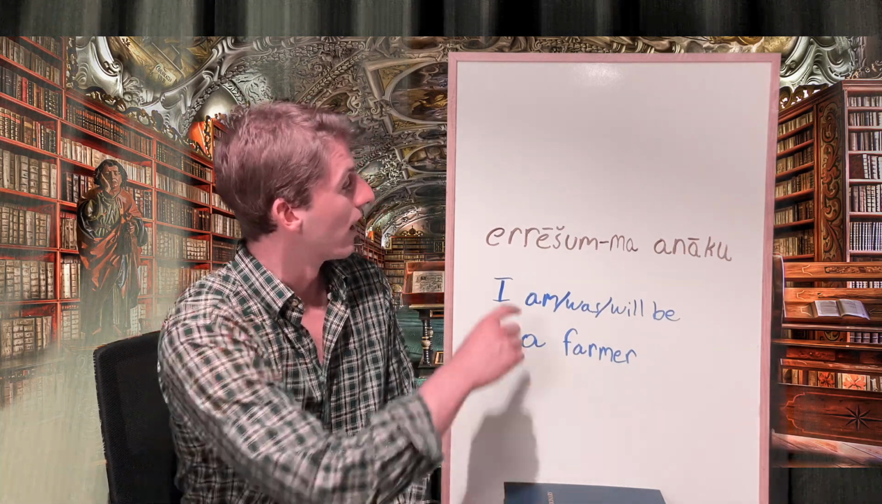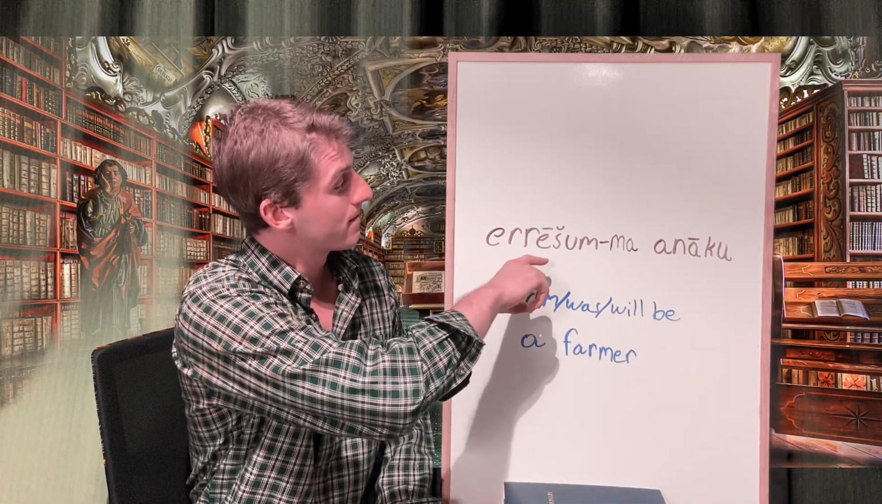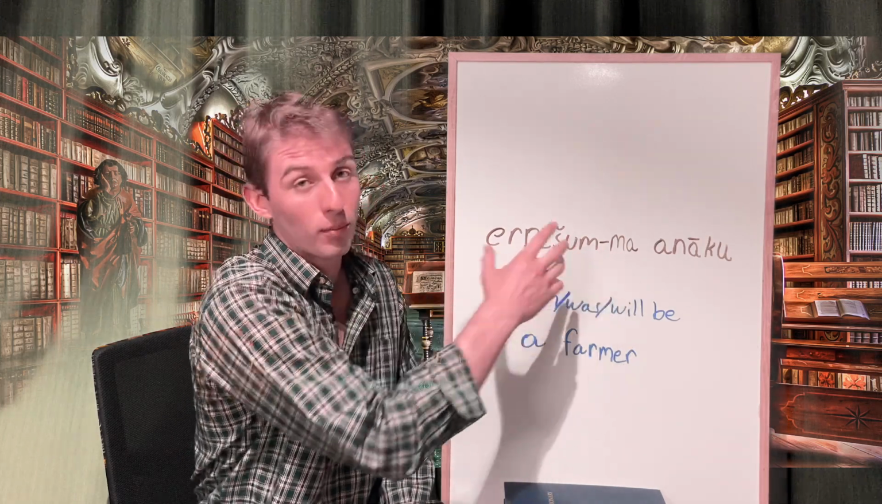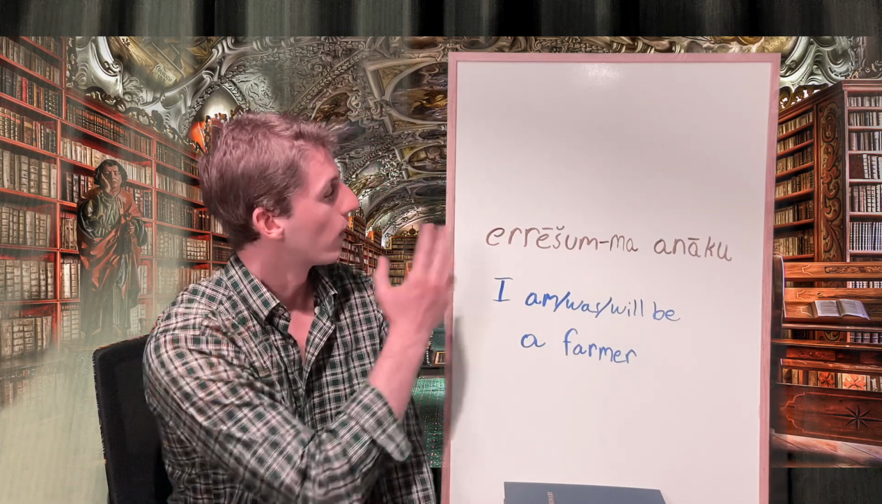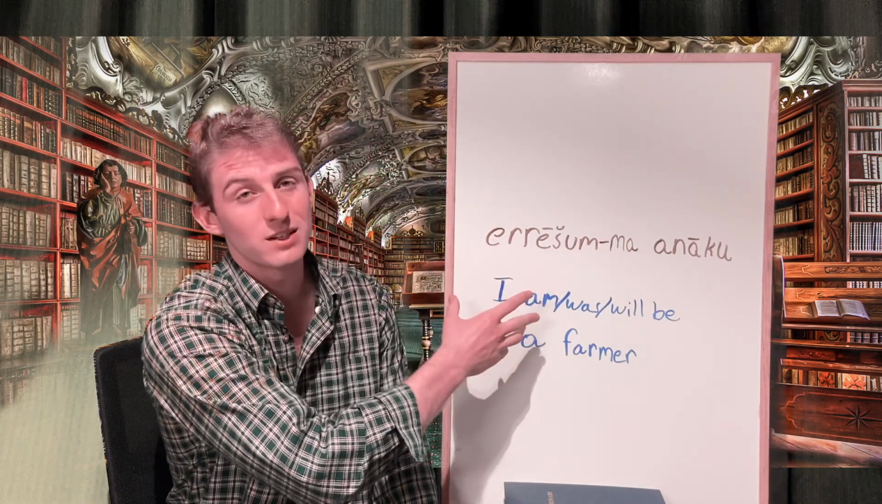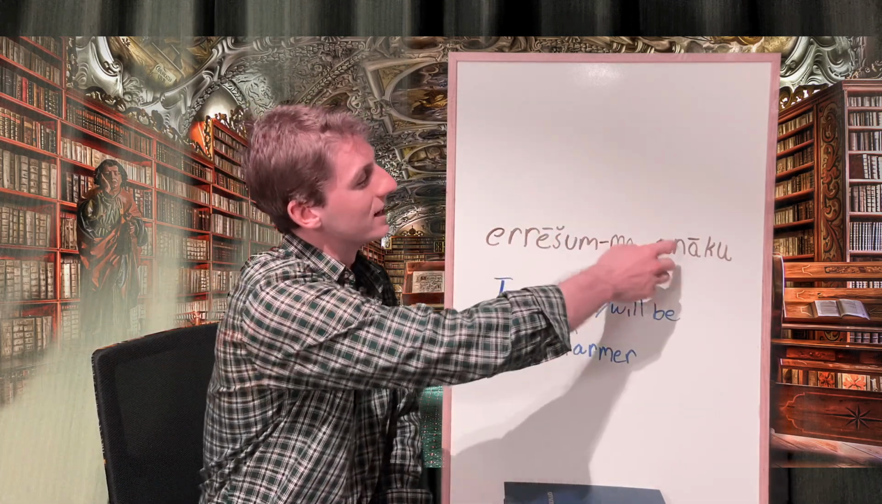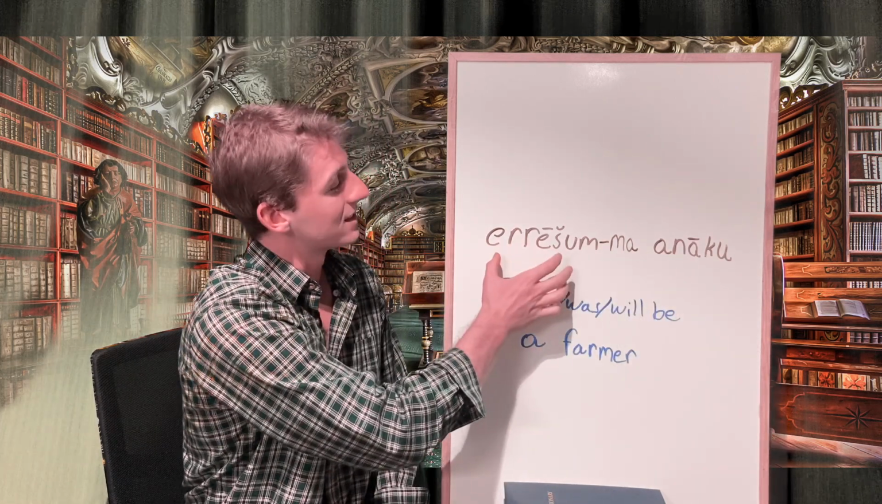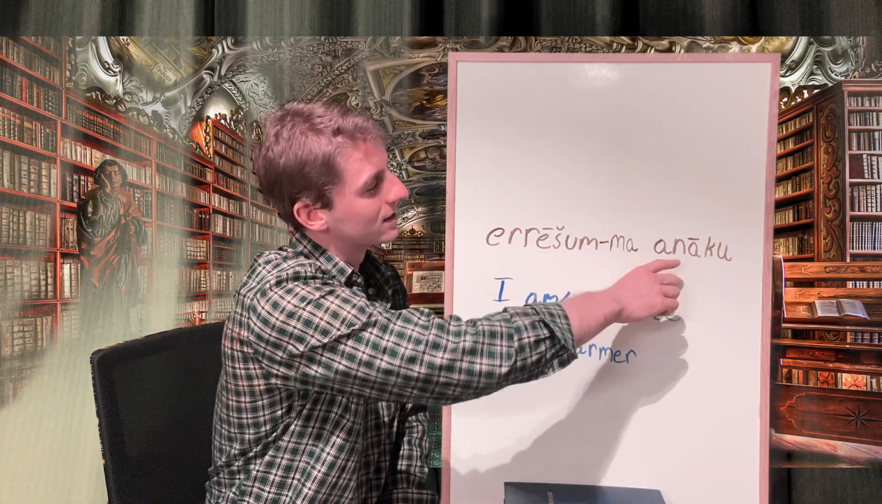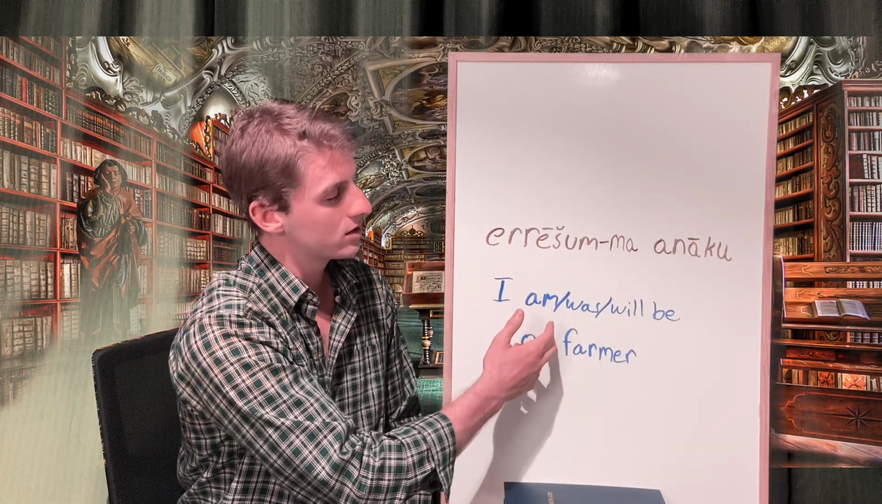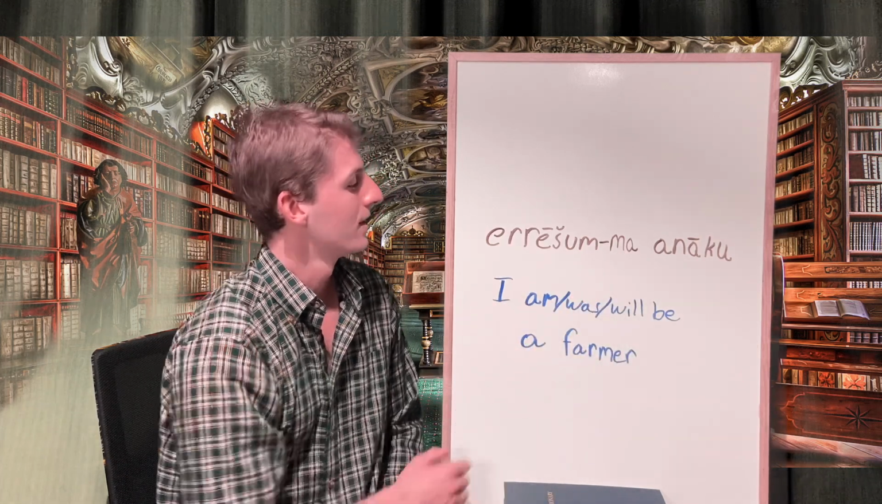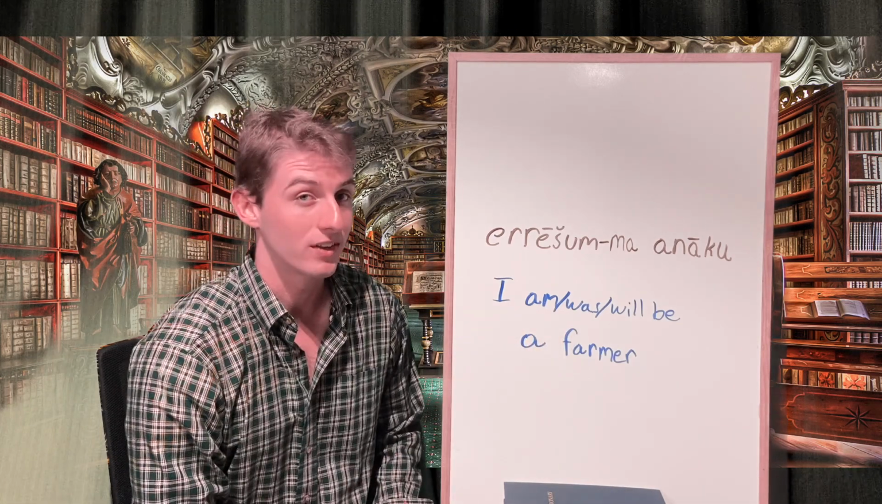So here we have the word ereshum, which means farmer, followed by ma, which is again our participle, and anaku, which means I. So rather than ereshum being the subject since it comes first, since we're dealing with an independent pronoun, this is going to act as the predicate while I is going to be the subject. So we would translate this as I am, was, or will be a farmer. And again, we're going to just pick the tense based off the context.